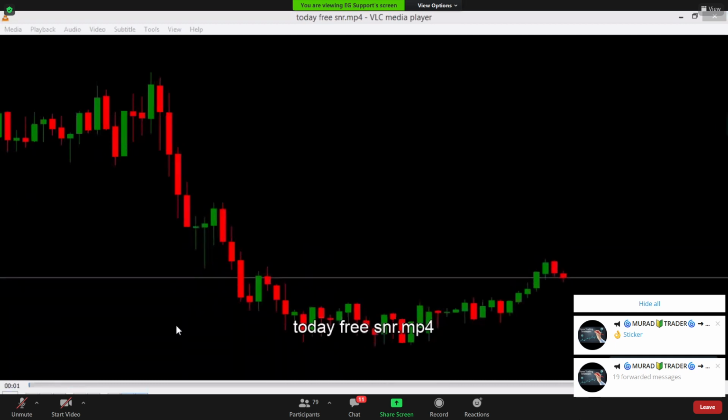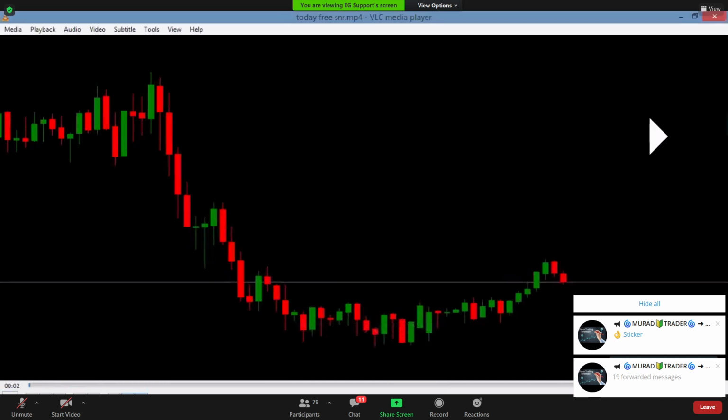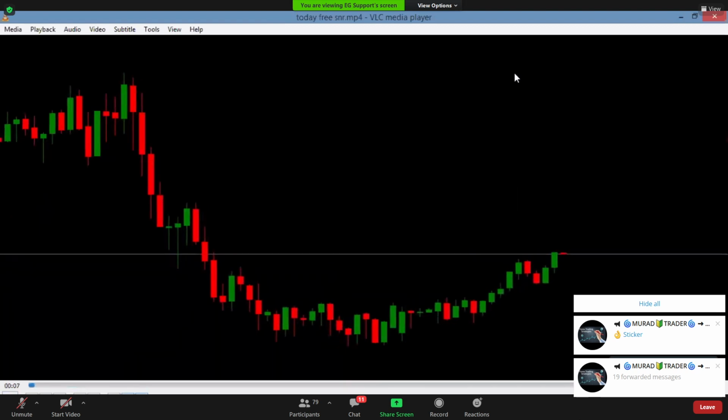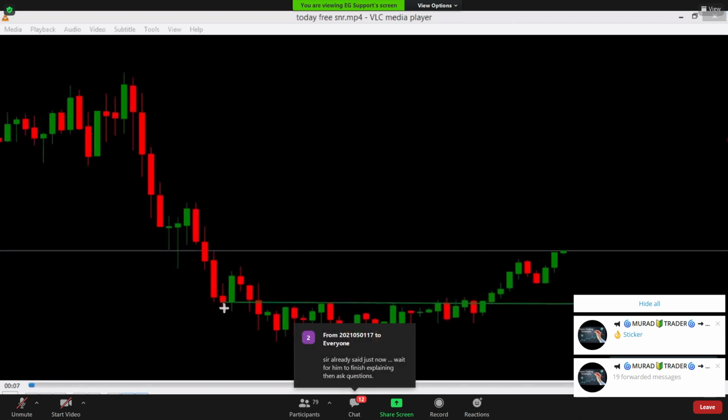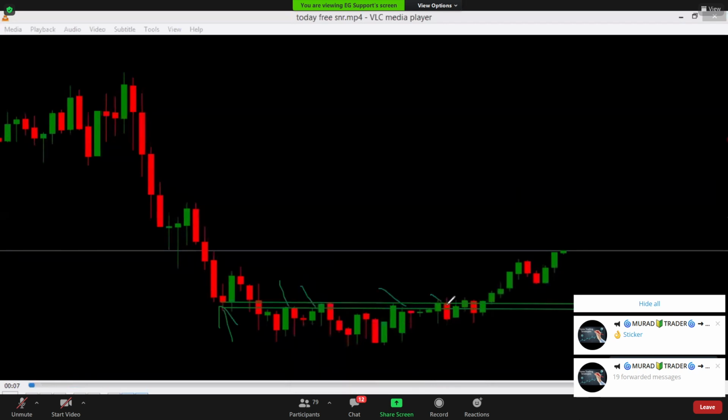So in this video, I will try the same logic. So here, it's a level. It's a complete SNR level. A support turned into a resistance, and still it is working as a resistance. It's a breakout candlestick, it's a breakout candlestick. But if the market closes at the level, then you can expect a reversal because it's a strong level.